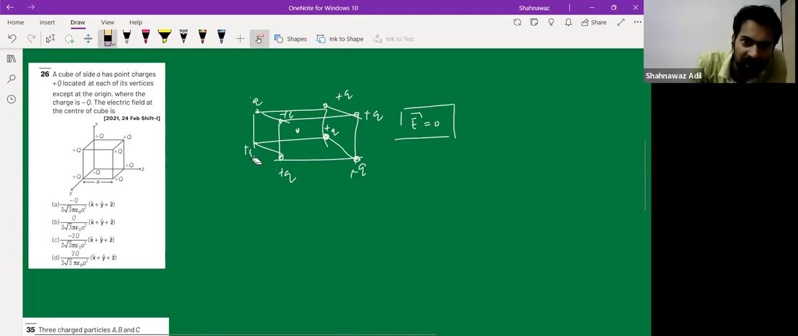So you have a minus Q here. Then it is asking what would be the electric field at the center. What we can do is that we know the superposition principle. So the electric field would be the vector sum of the individual charges, right? So now we can replace this minus Q with this.